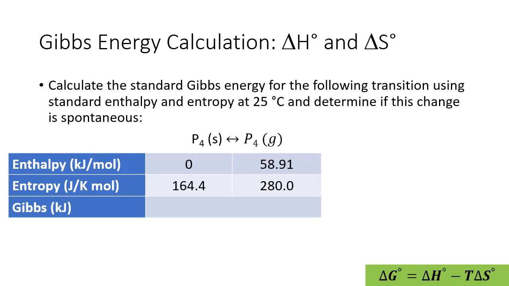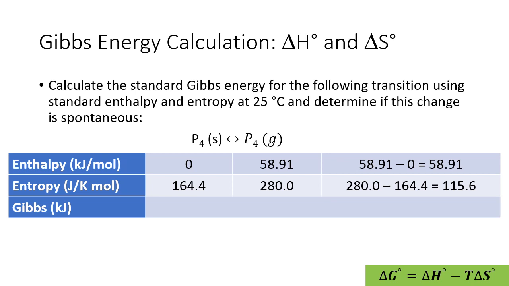All right, so let's try the calculation using delta H and delta S values from the book. Calculate the standard Gibbs energy for the following transition using the standard enthalpy and entropy at 25 degrees Celsius and determine if this change is spontaneous. So I looked up the values in the book, so they're given here, and it was in Appendix G, in case you're wondering. The change in enthalpy and the change in entropy are found by taking the final state minus the initial state. So let's do that.